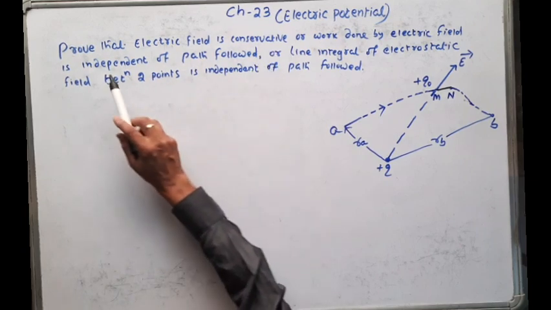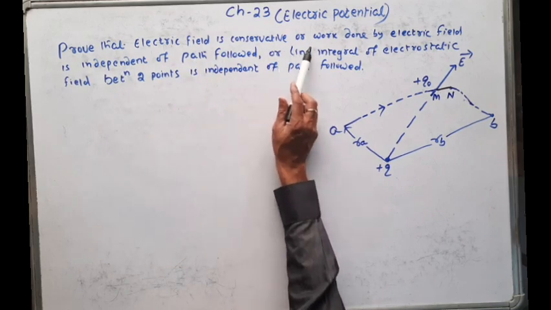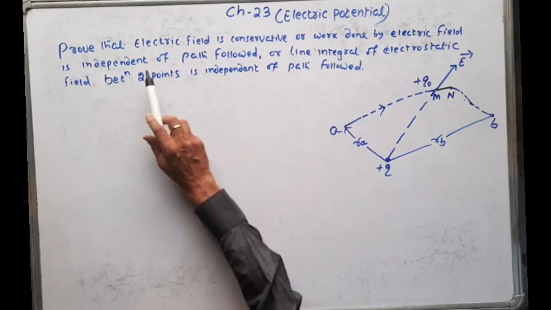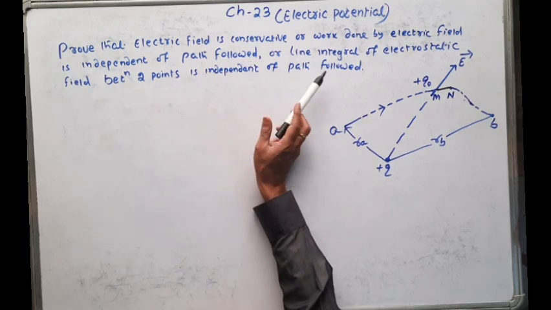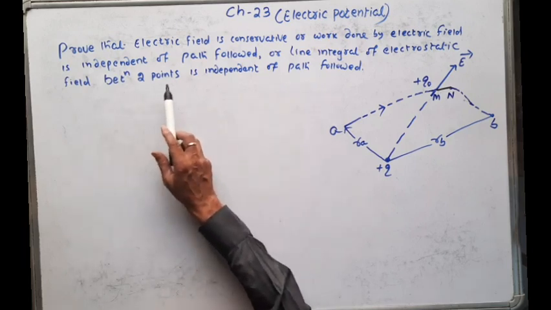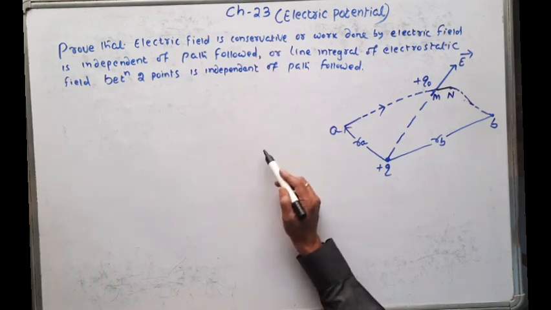examination. That is, prove that electric field is conservative in nature, or work done by electric field is independent of path followed, or the line integral of electrostatic field between 2 points is independent of path followed. So these things we will prove now.